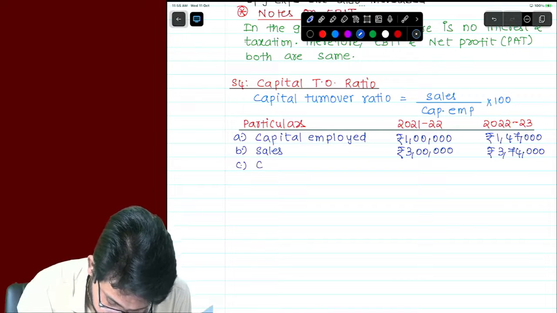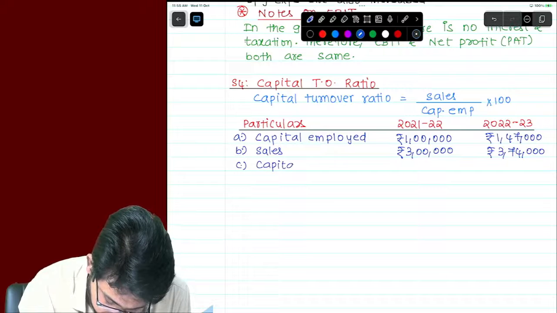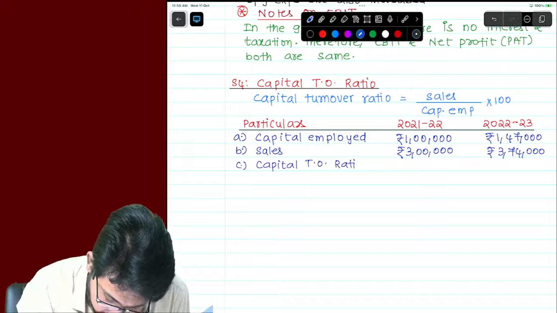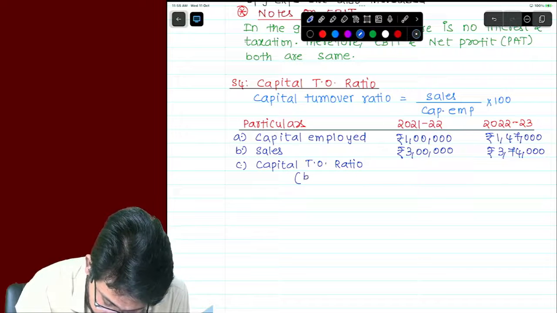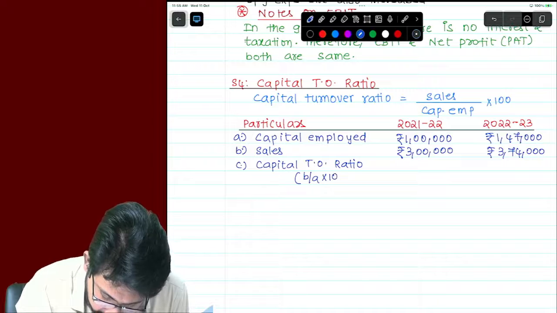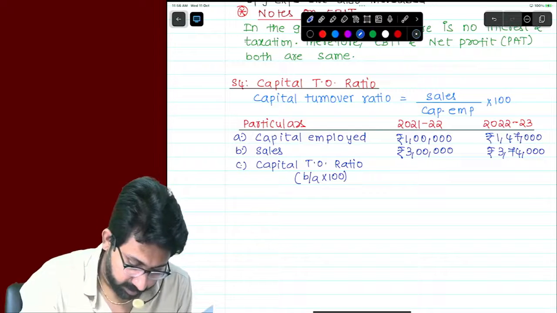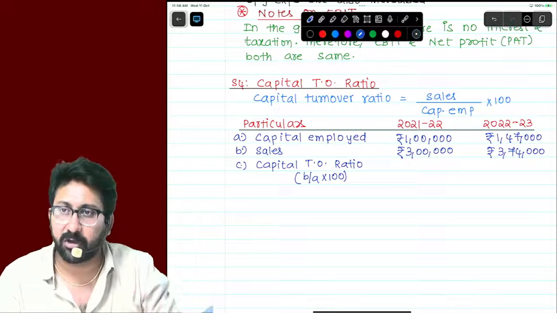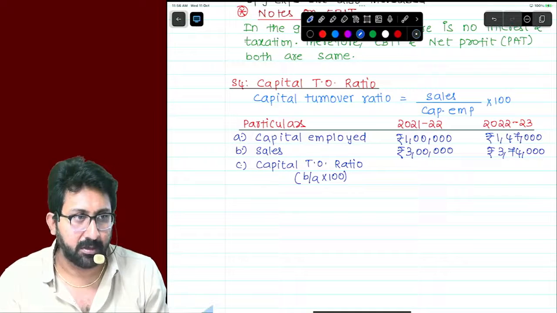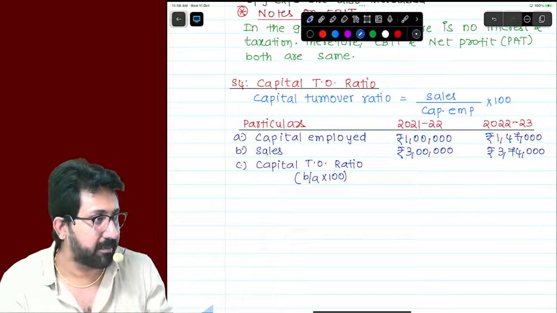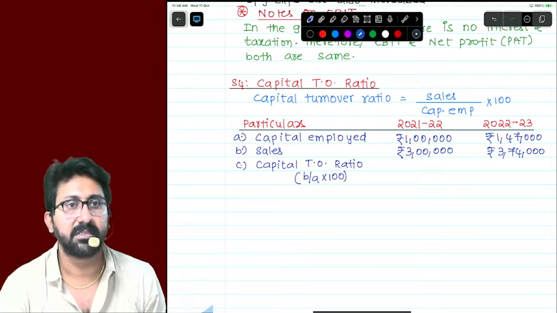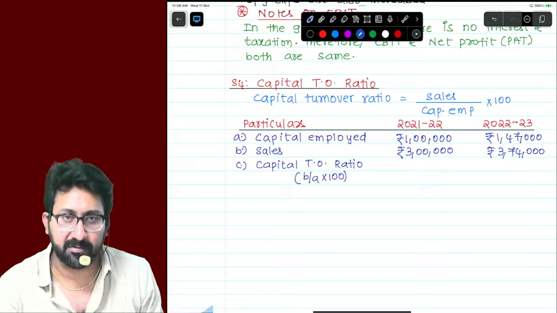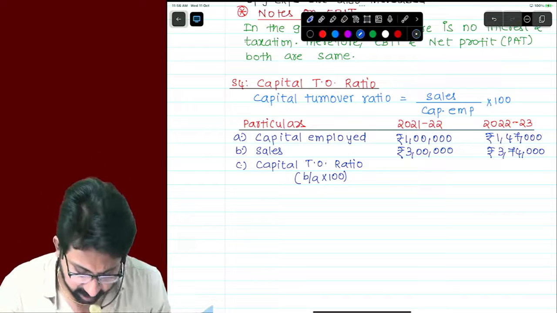C, capital turnover ratio. Sales by capital employed. You can write either in times or in percentage. If you write in times, you need not multiply by 100; directly you can write in times. Or if you multiply with 100, the percentage answer will come. Both are correct.